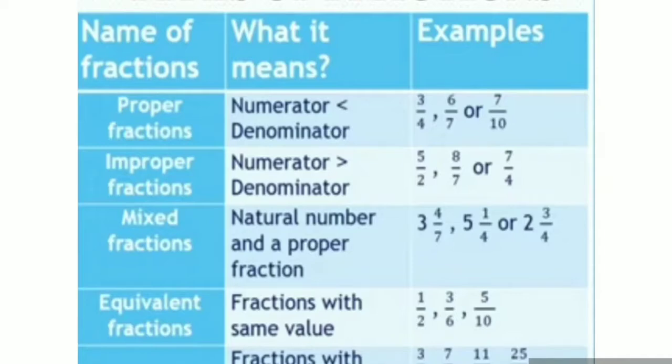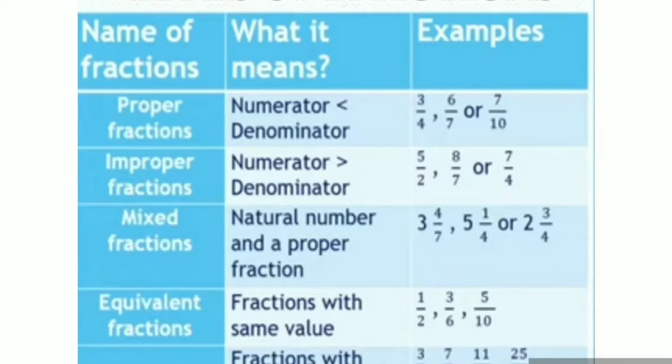See the example 3 upon 4. Okay. Next one is improper fraction. When the numerator is greater than the denominator, it's called an improper fraction. Example is 7 upon 4. Next is mixed fraction. It's a mixture of a natural number and a proper fraction. Like the example 3 whole 4 upon 7.